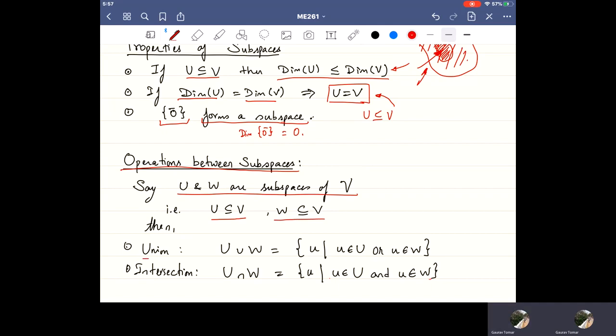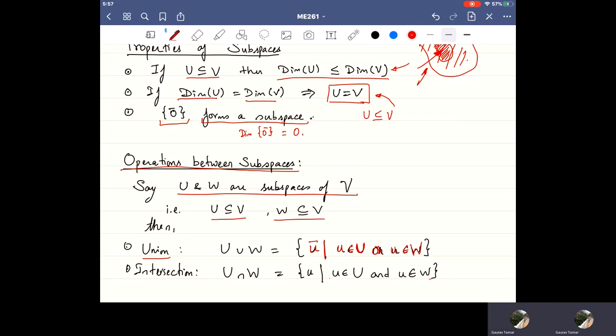You can do something called union. The way you define this set union is the way you learned it during your 12th standard, when we were doing Venn diagrams and sets. Exactly the same thing here, there's hardly any difference. U union W is going to be a collection of all the vectors u such that u belongs to the subspace U or u belongs to the subspace W.